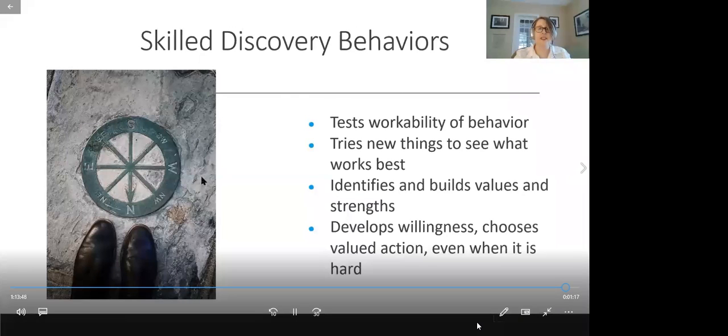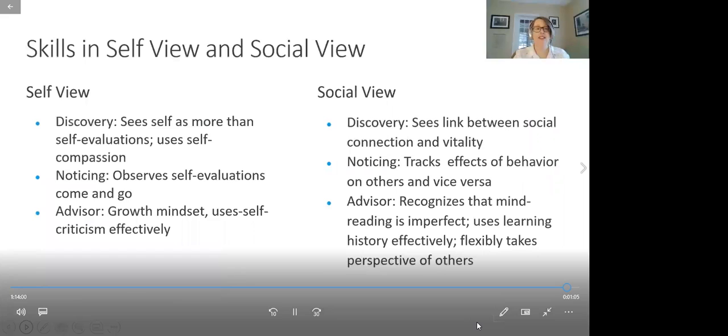And we can see how our behaviors work, right? And we can build our strengths as we go. Strengths that you might not even be aware of if you haven't been living in the world. Instead, you're living in your head. And then finally, noticing how all of these things work in the context of ourself and our social view.